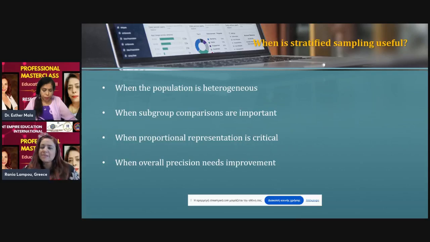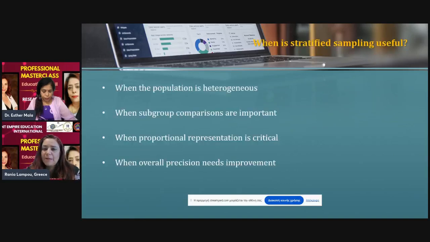Stratified sampling is useful when you want to ensure all key subgroups are represented, so when the population is heterogeneous; when you want, for example, to compare opinions by age or gender, so when subgroup comparisons are important; when you want to avoid under- or over-representing any group, so when proportional representation is critical; and when stratification can reduce sampling error compared to simple random sampling, so when overall precision needs improvement. So what are the benefits? This improves representativeness of the sample, allows for meaningful subgroup analysis, and of course increases precision and accuracy of estimates.